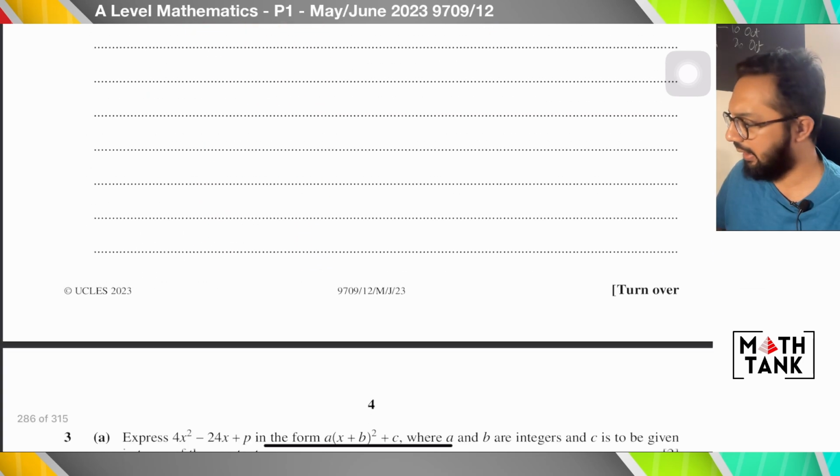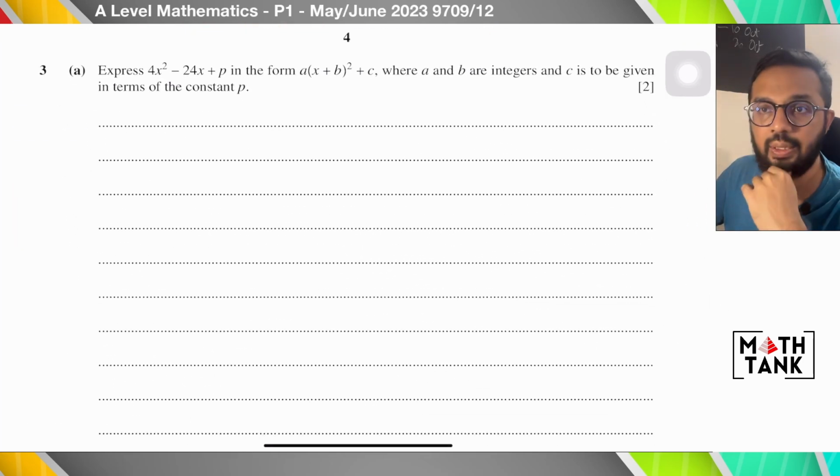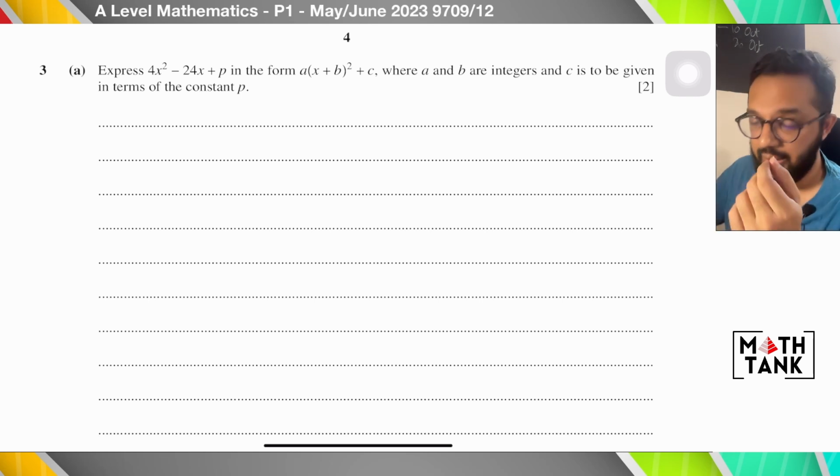Okay, moving on to the next question now. This is express 4x squared minus 24x plus p in the form a(x plus b) whole squared plus c, where a, b, and c are integers to be given in terms of the constant p. So I'm going to do my expansion and comparison like I usually do for completing the square.